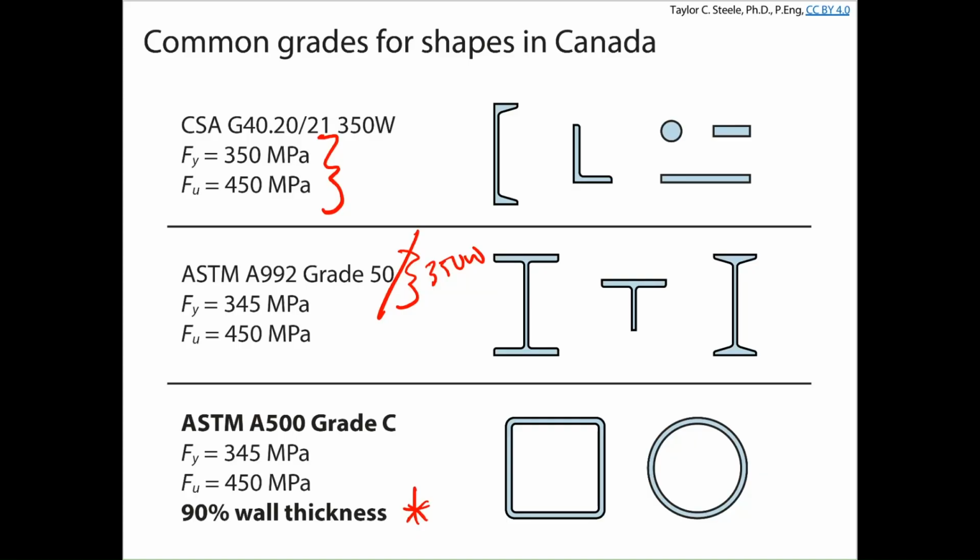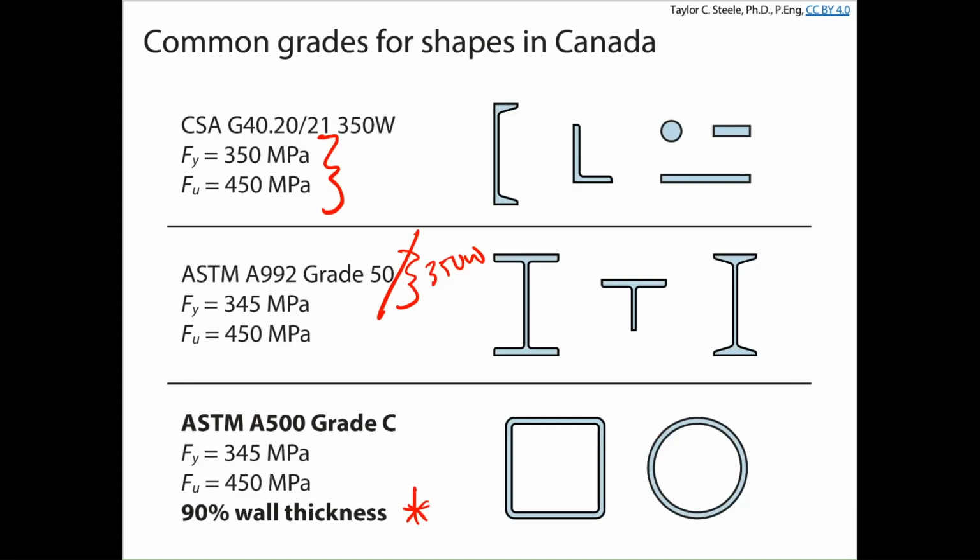Okay, does anyone have any questions about what it means to be 350W versus A992 grade 50, where we tend to get these kinds of shapes, and what things to look out for as the engineer if you're trying to use any of these shapes on a structural steel project? Excellent.